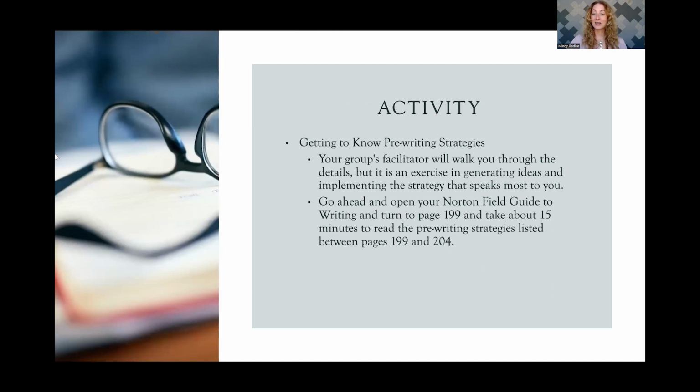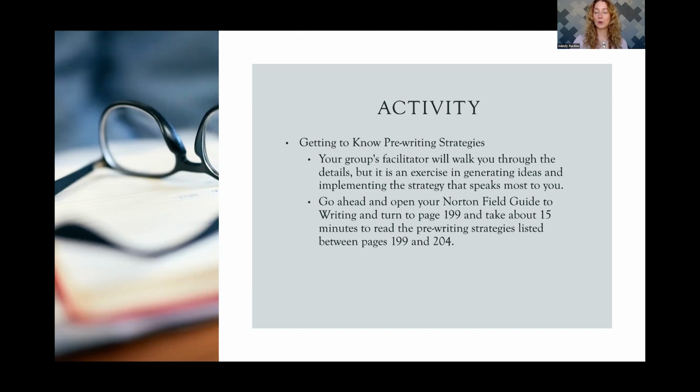All right, so that's the end of the workshop, and I really wish I could be there to facilitate this activity because I think it's going to be a lot of fun. But I wanted to go ahead and walk you through it just so you get an idea of what the expectations are. In this activity, we're going to be getting to know those pre-writing strategies that I mentioned, and your group's facilitator will walk you through the details, but it is an exercise in generating ideas and implementing the strategy that speaks most to you.